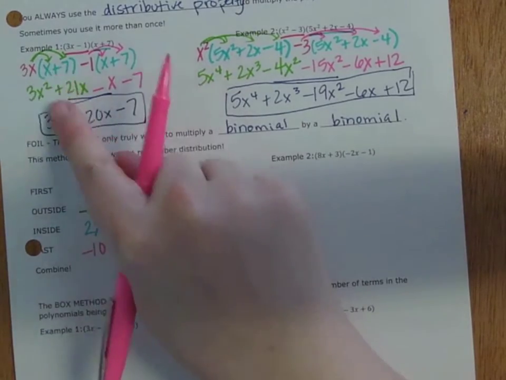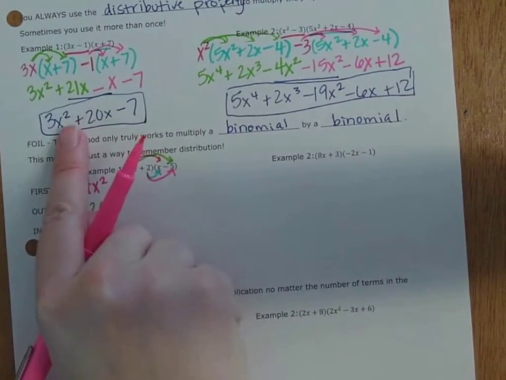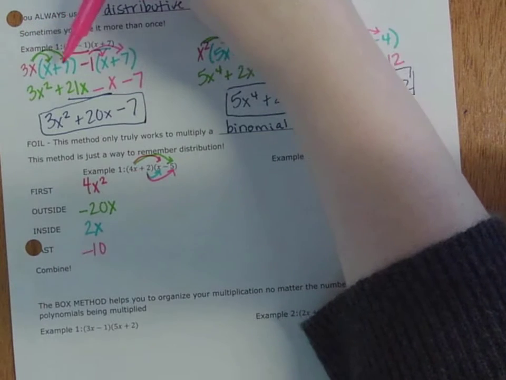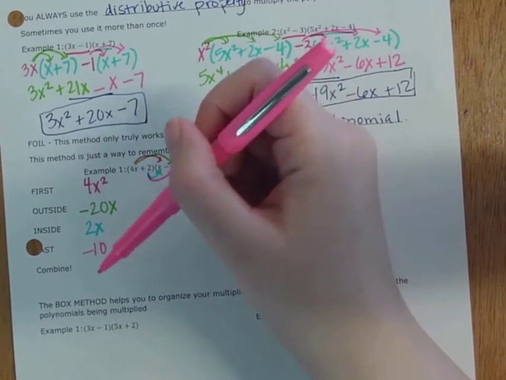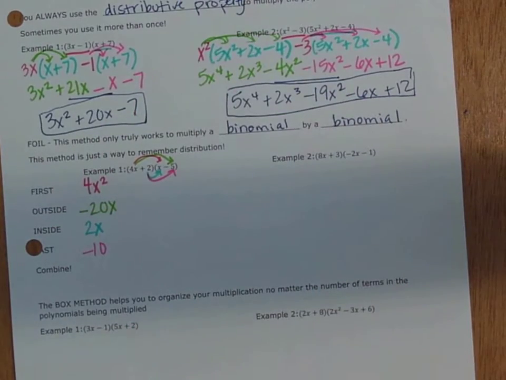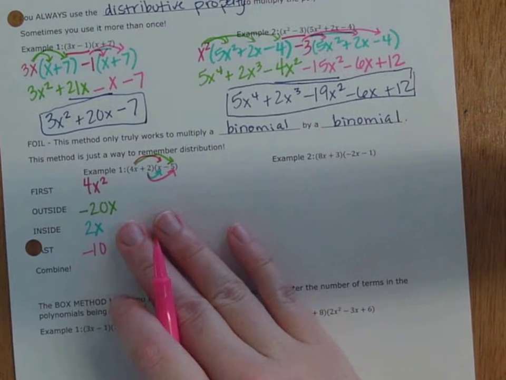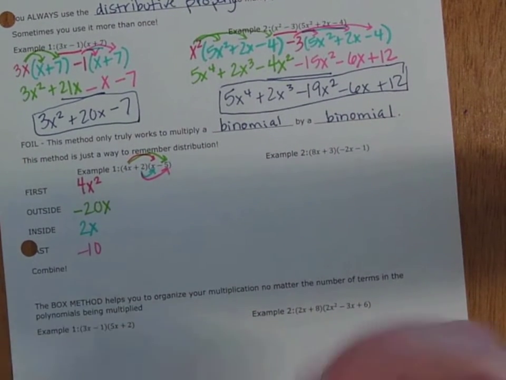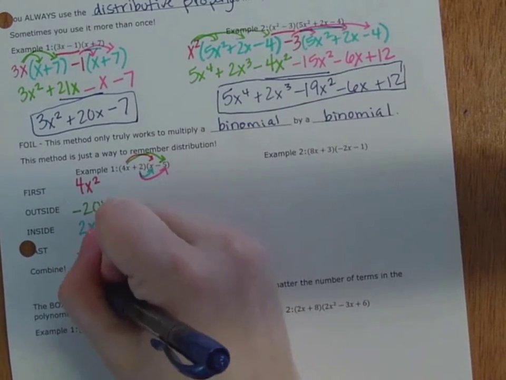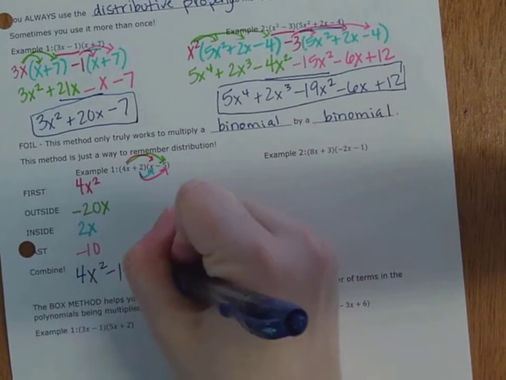I've literally done the same exact thing we did here, but that step where I had to rewrite it is gone, because I used my mnemonic device of FOIL to remember first, outside, inside, last. Same thing, just looks different. So then we combine our terms when necessary. 4x squared minus 18x minus 10.